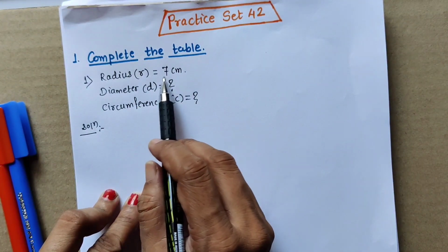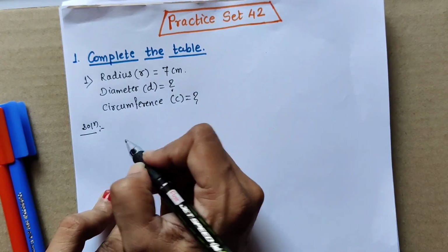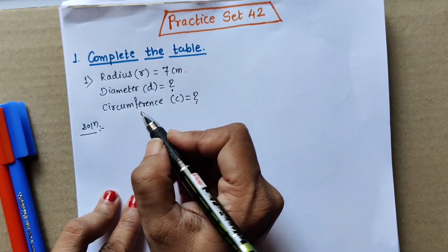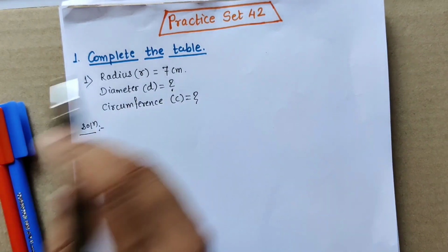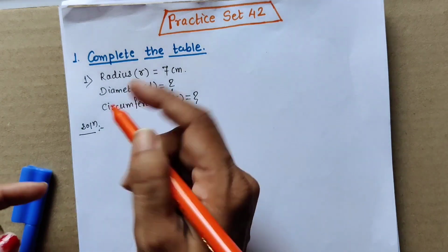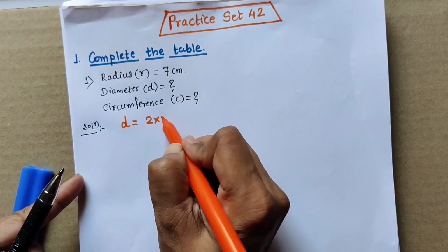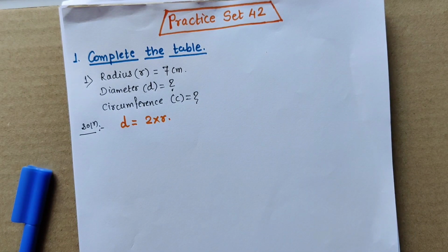As radius is given, we can find out the diameter easily because diameter is double of radius. Diameter formula is, diameter means 2 multiplied by radius. Okay, this is the formula for diameter. Diameter means 2 multiplied by radius. This is the formula for diameter.